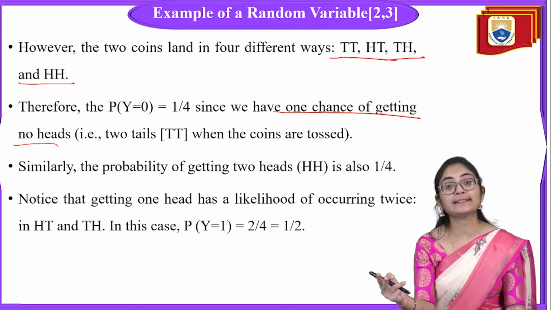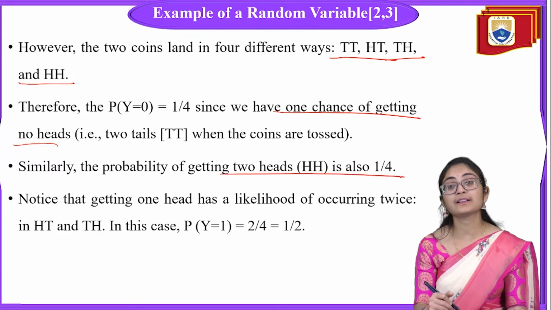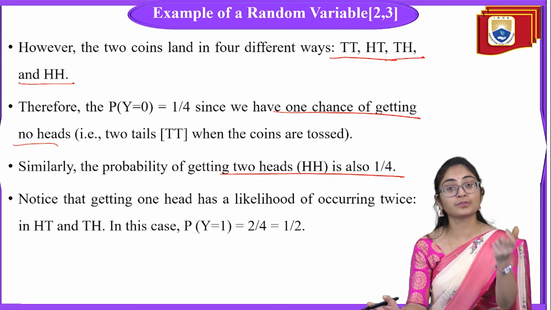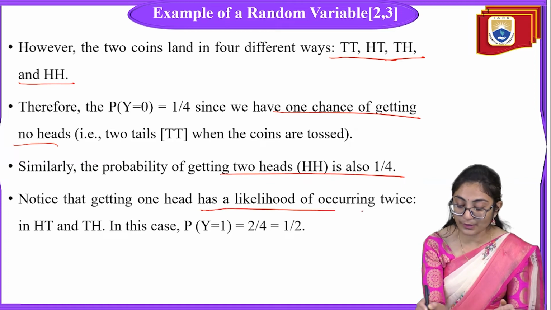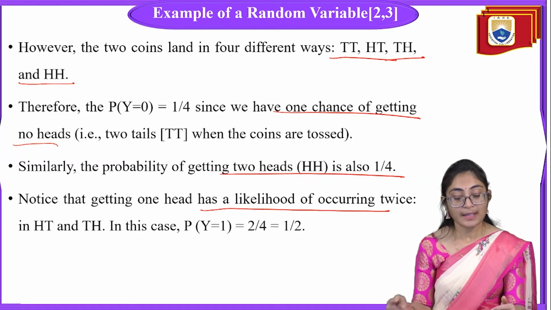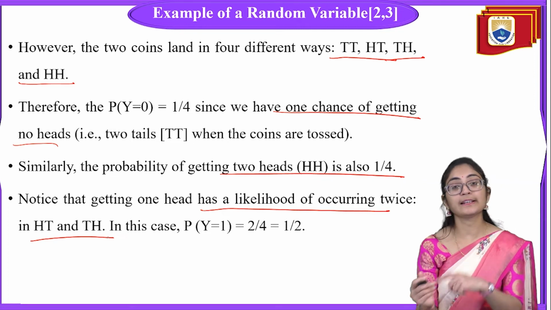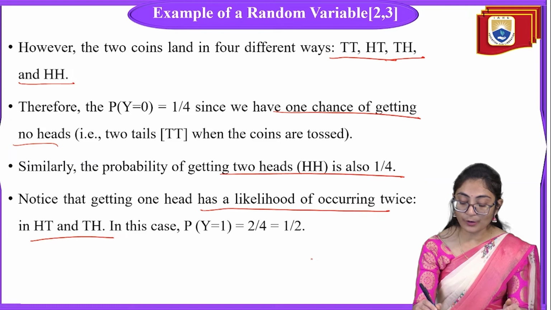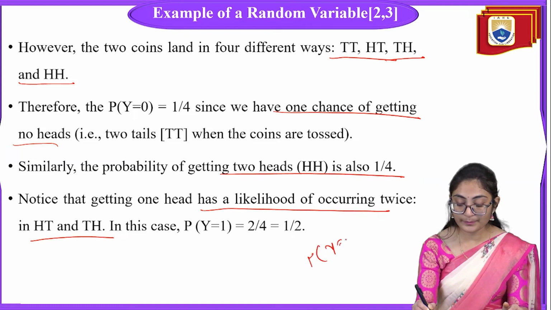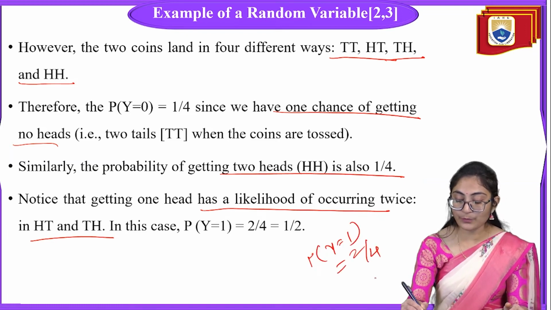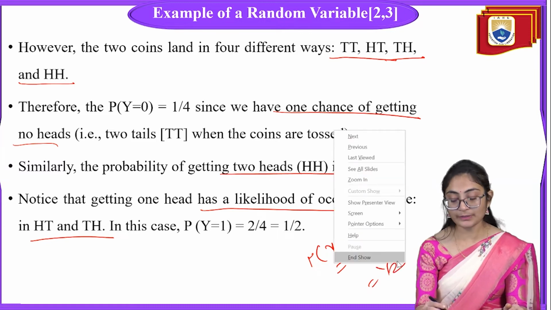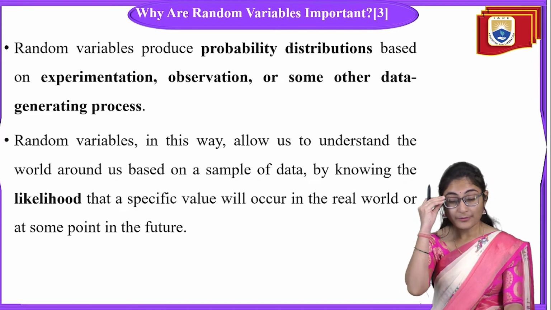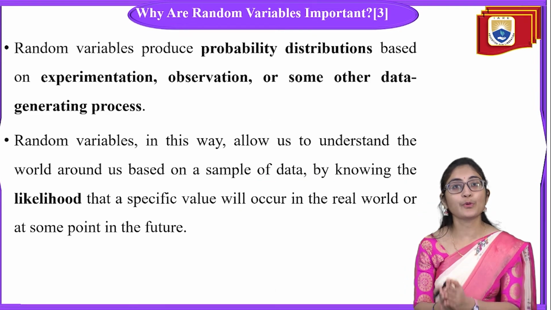Similarly, the probability of getting 2 heads is 1 by 4. Notice that getting one head has a likelihood of occurring twice, as head-tail and tail-head. This is your likelihood, and in this case, the probability of y equal to 1 is 2 by 4, that means 1 by 2. This is your likelihood.